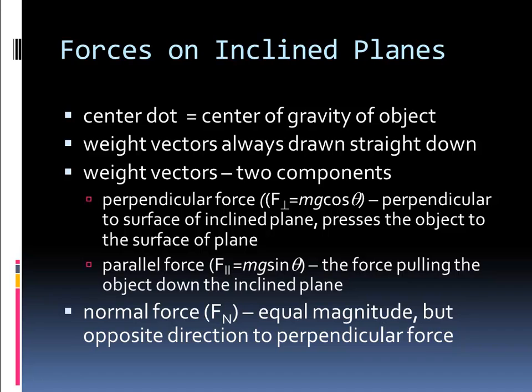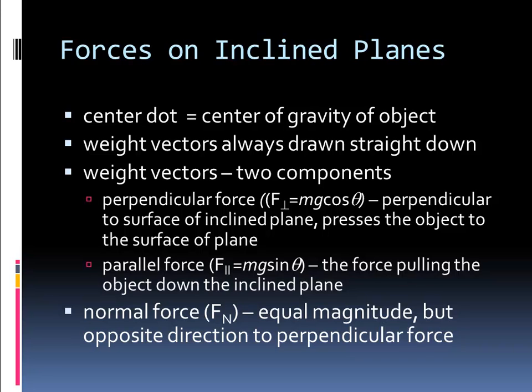So the perpendicular force, which is perpendicular to the surface, would be the mass times the acceleration due to gravity times the cosine of the angle of the incline. So this is perpendicular to the surface of the inclined plane, and this presses the object to the surface of that plane, as you saw in the earlier picture.